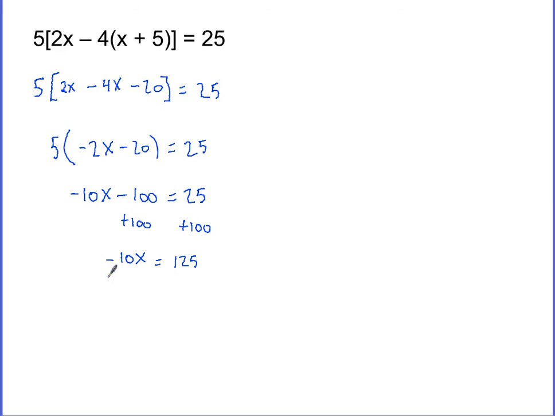And we can just divide by negative 10 here. So x equals negative 12.5 or 12.5. Either way is fine. Okay. Just double checking all my math here, make sure I didn't make a mistake. I don't think I did. So that one does come out with a decimal. That's fine.